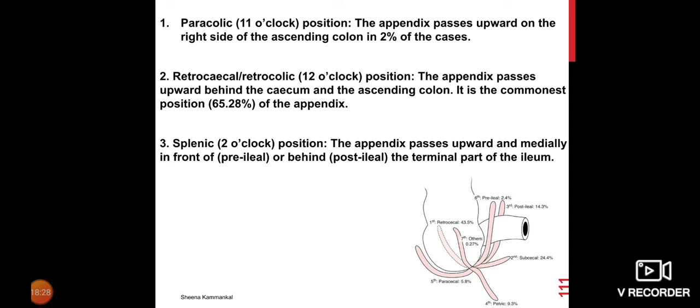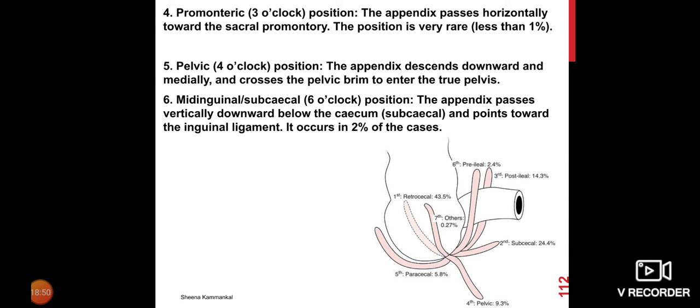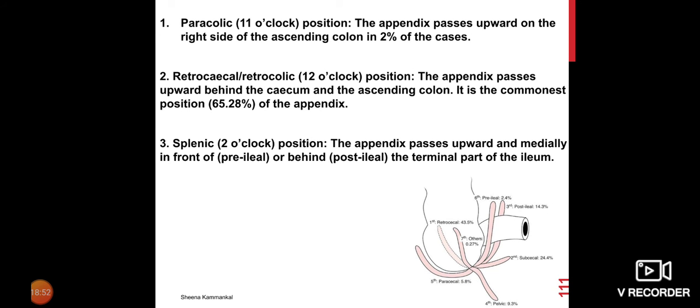Retrocecal is present in 65% of people, and that is the 12 o'clock position. The appendix passes upwards behind the cecum. It's the commonest position. Then the splenic position, which is the 2 o'clock position. The appendix passes upwards and medially, either in front of the ilium or behind the ilium.